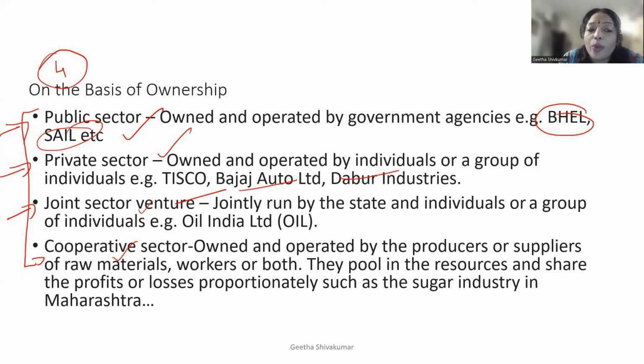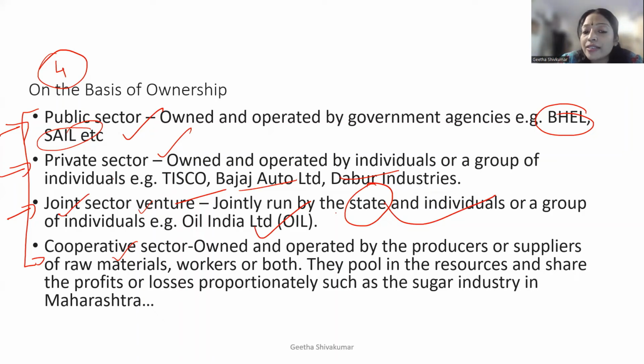Then joint venture. In the word joint itself, somebody is going to join hands. It's very simple. Joint sector venture is run jointly by the state and an individual or group of individuals. When the state and individuals or a group of people join hands together and start their own company, that is called a joint sector venture. We have Oil India Limited. This is a joint venture where the state and a group of people have joined hands together and started the company Oil India.